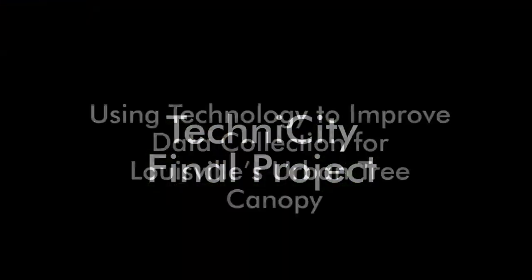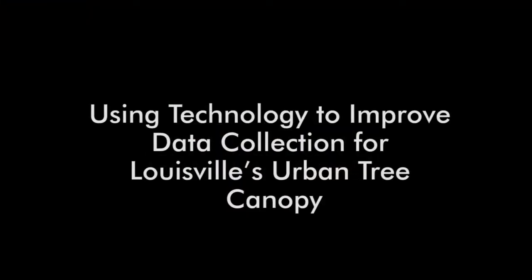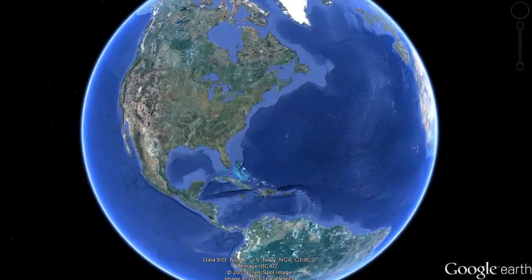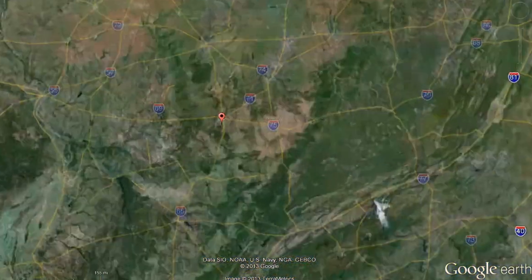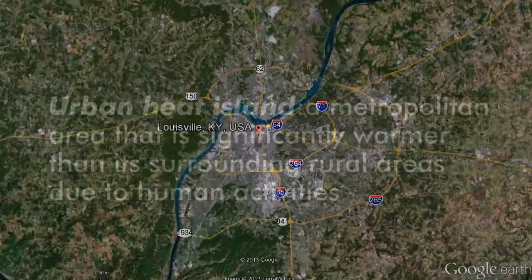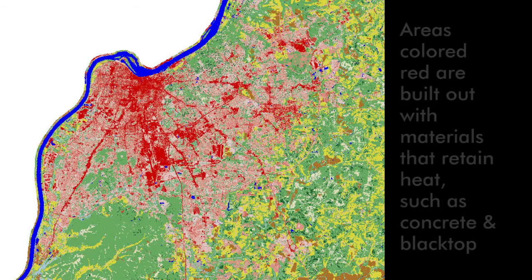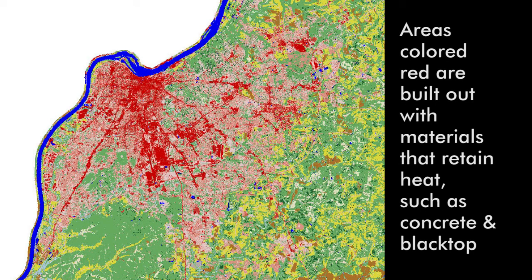In my final project, I explored how technology can be used to improve data collection for Louisville's urban tree canopy. Research from Georgia Tech's Urban Climate Lab has demonstrated that Louisville is getting warmer at a higher rate than other cities thanks to the urban heat island effect. That is, Louisville has an increasing gap in temperature between its urban area and its surrounding countryside.